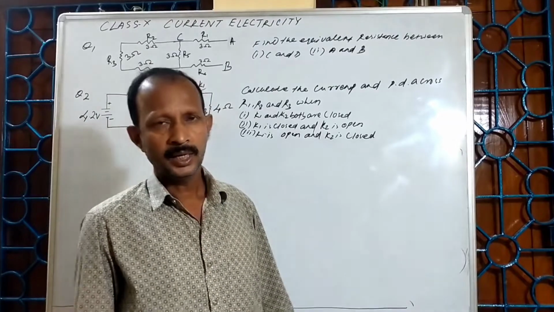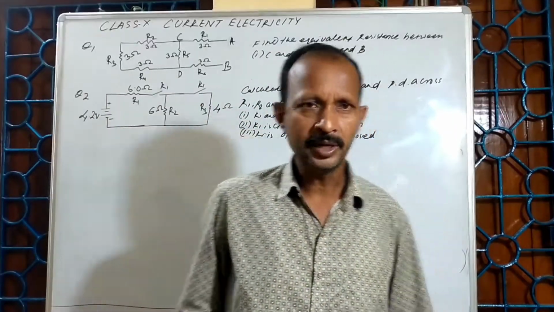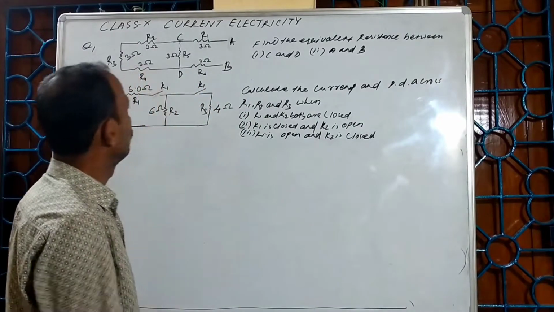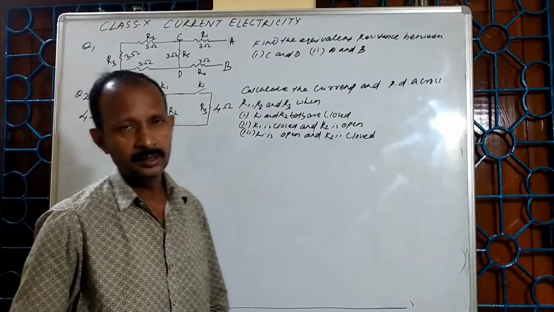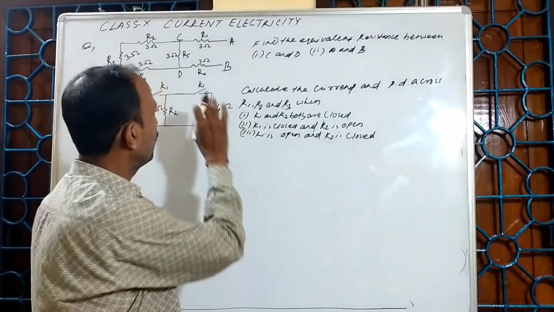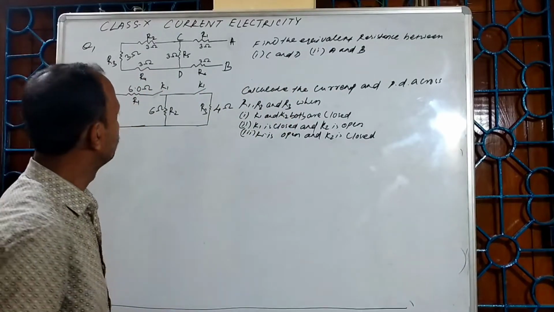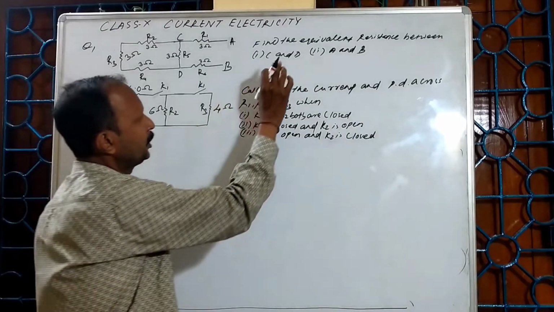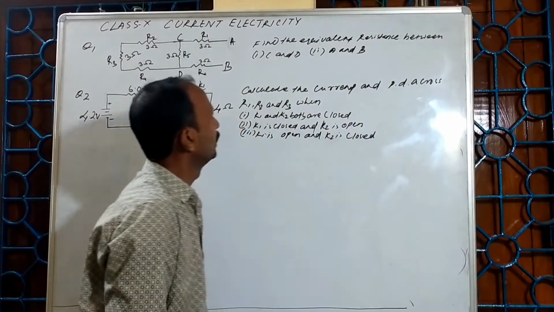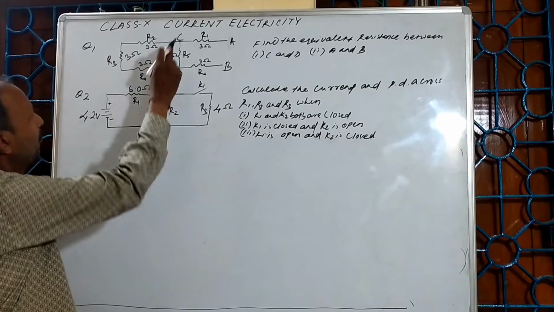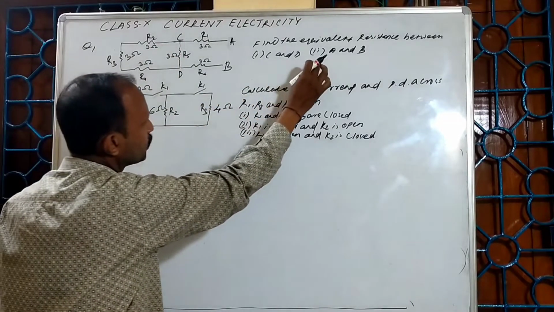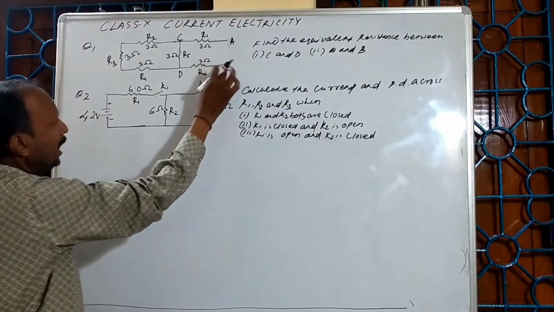Students, in this video today I am going to explain numerical problems from current electricity. The questions I have already written on the board. See that. Question number 1. Find the equivalent resistance between points C and D in this figure and also between the points A and B.